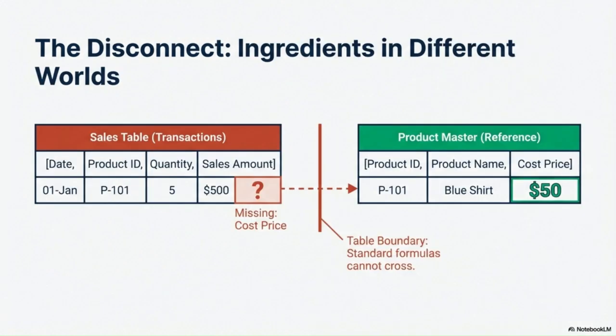The sales table contains date, product ID, quantity, and sales amount. The product master table contains product ID, product name, and cost price. The problem is cost price does not exist in the sales table. Normal formulas cannot cross table boundaries. This is where most beginners get stuck.